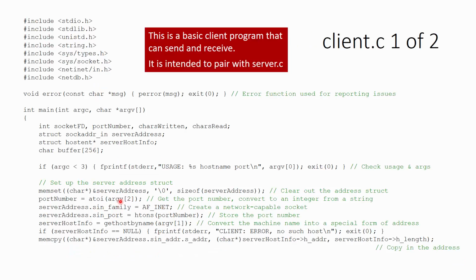Okay, so let's look at the actual code that we are going to be using. Here is client.c, this is page 1 of 2, and there's a matching server code called server.c in the next lecture. These two programs are designed to link together.